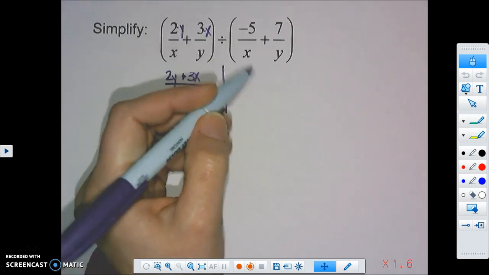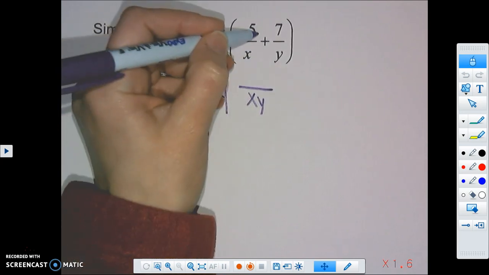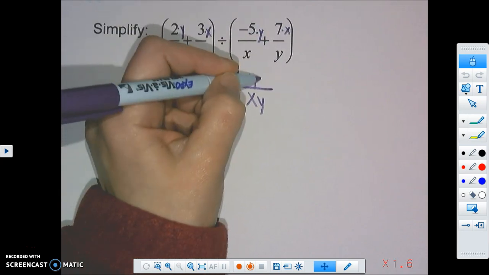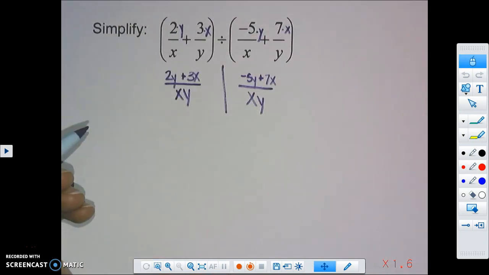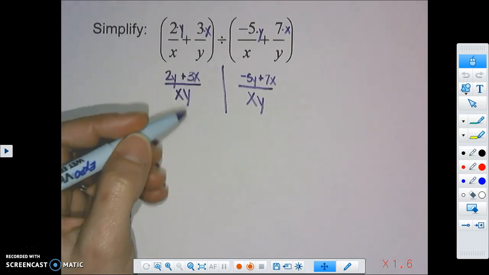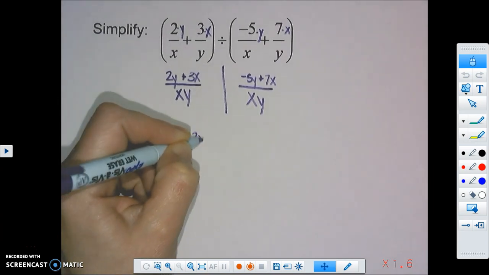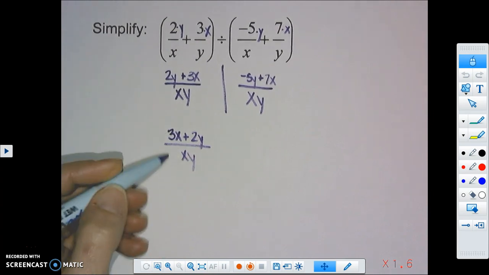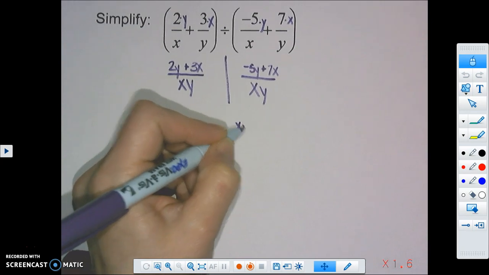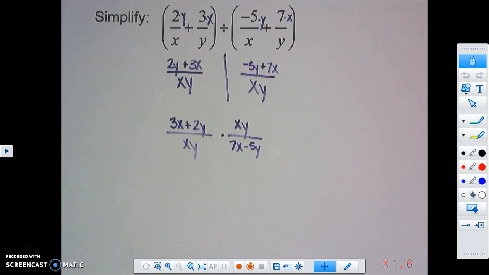Again, I'm going to draw a line here just to keep them separate. So over here, our common denominator is also xy. First fraction missing the y. Second fraction is missing the x. So we have negative 5y plus 7x. Now we're dealing with a division question. Alright, so we're going to keep the first one the same, and you notice I did change them to have the x first. And the second one we're going to flip, and again I'm going to make them have the x's come first.